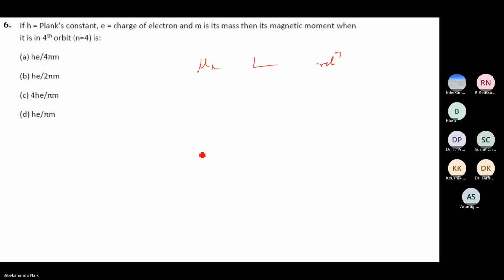Option B, I think so, sir. Once again. Option B, maybe. Yes, option D, it will be eh divided by pi m. So how did you approach it? How to solve it? Can you tell me? Sir, I just guessed. Yes, option D is the correct option, but how did you proceed with the problem?